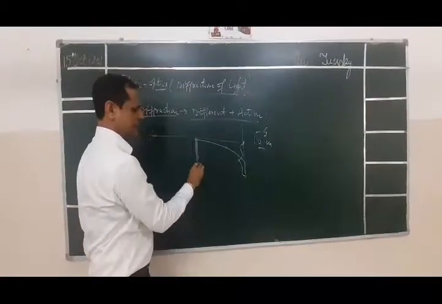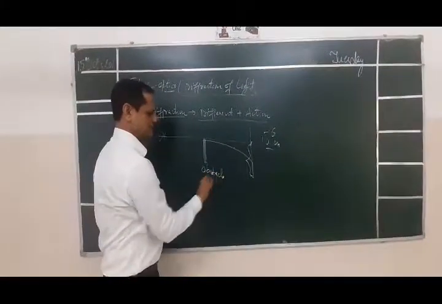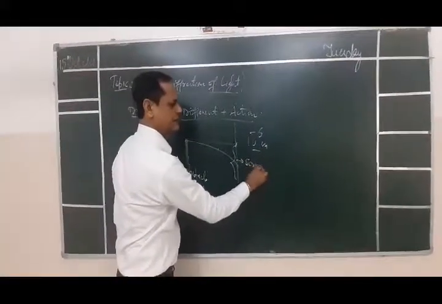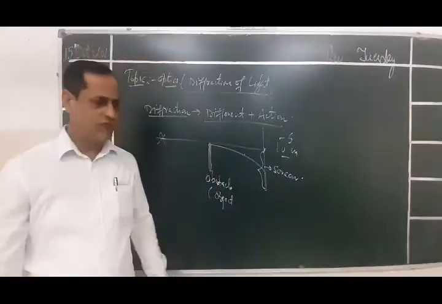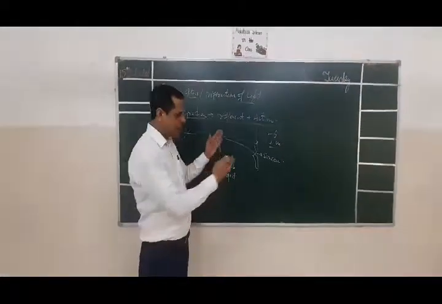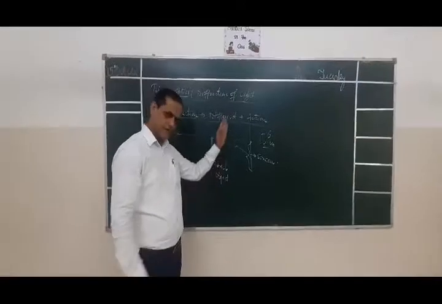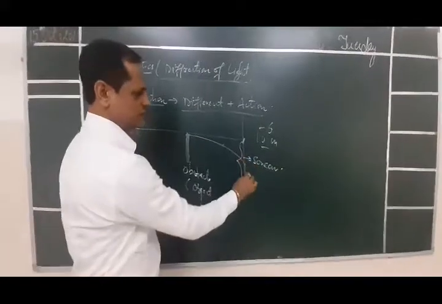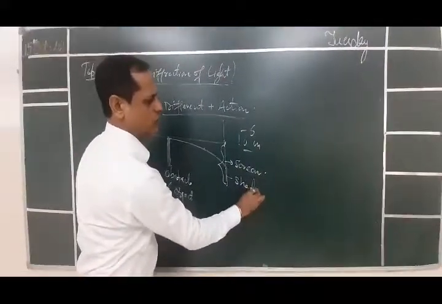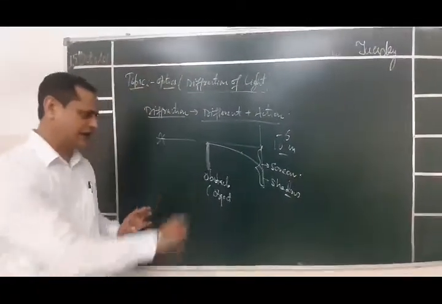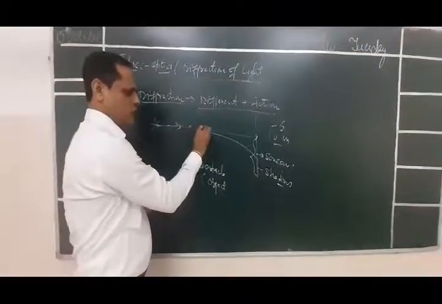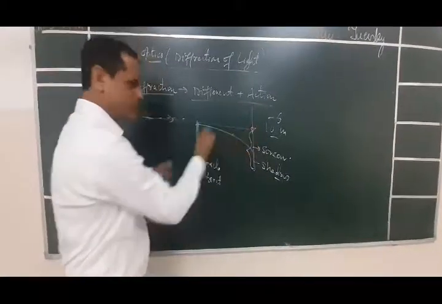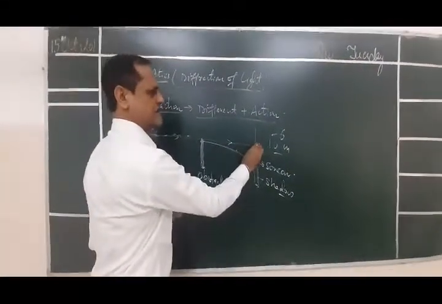So this is an obstacle. Obstacle means object, and this is the screen. Screen means the wall, the place at which we are focusing the light, where the pattern of the light is obtained, and suppose this is the shadow of that particular object. So whenever light is going along a straight line and no obstacle is placed in its path, it falls at this point. As you know, this is the straight path.